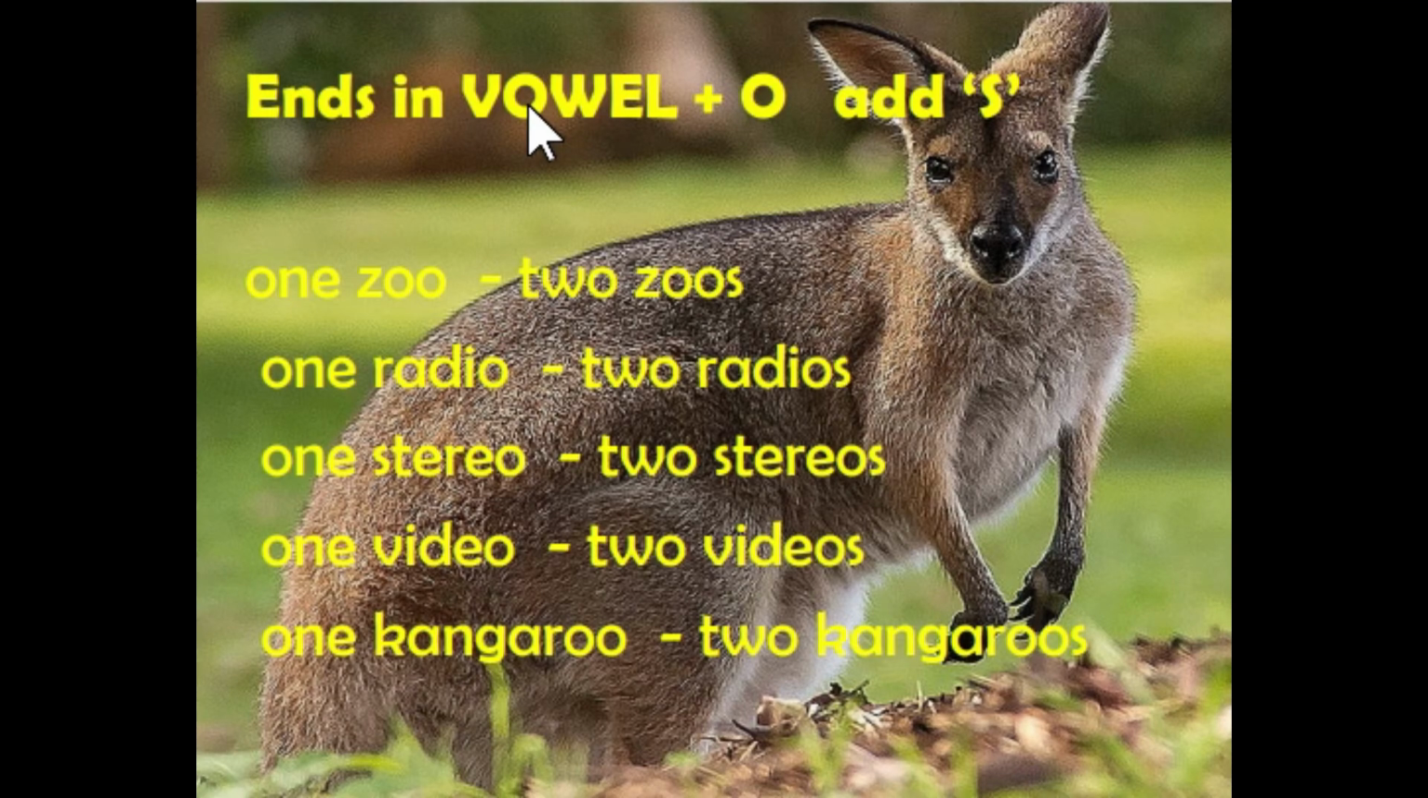Step 3. Words that end in a vowel and the letter O. Adding the letter S to the end of the word. Ends in vowel plus O, add S. One zoo, two zoos. One radio, two radios. One stereo, two stereos. One video, two videos. One kangaroo, two kangaroos.